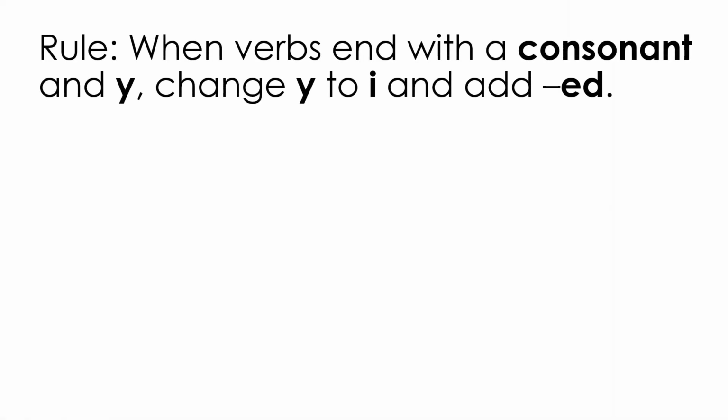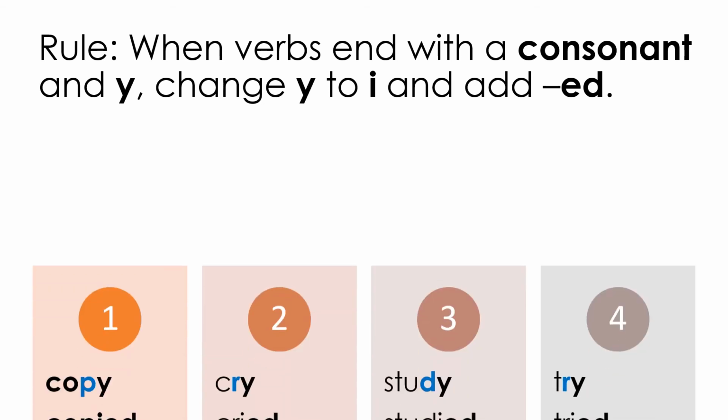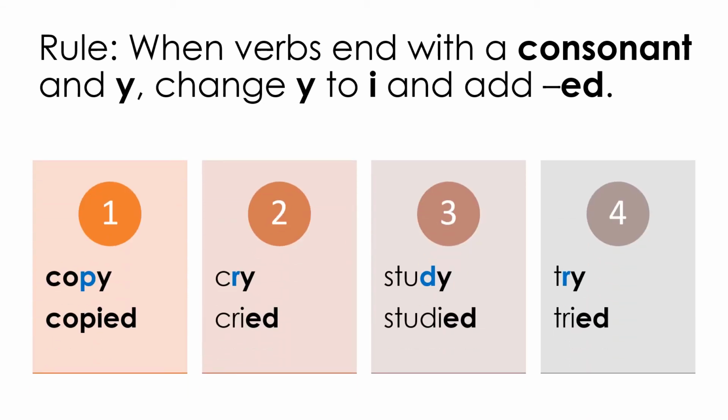When verbs end with a consonant and a y, we change y to i and add ed. Examples: the word copy ends with a consonant p and a letter y. To form its past tense, we change first y to i, then we add ed. So copy in the present tense becomes copied in the past tense.